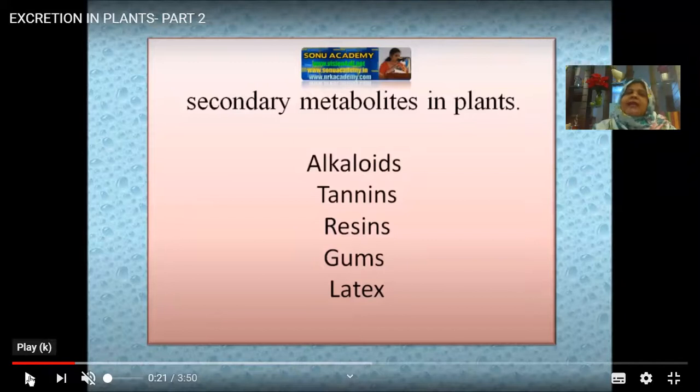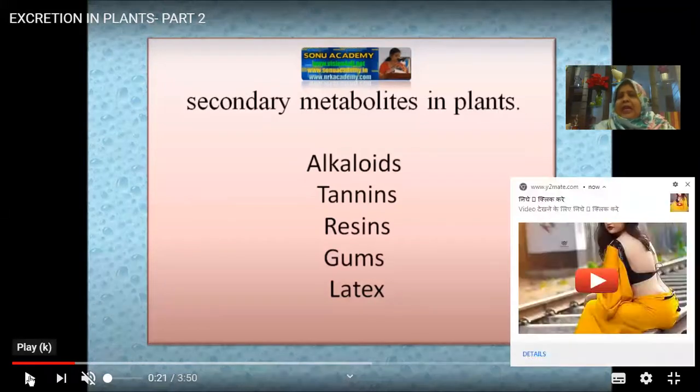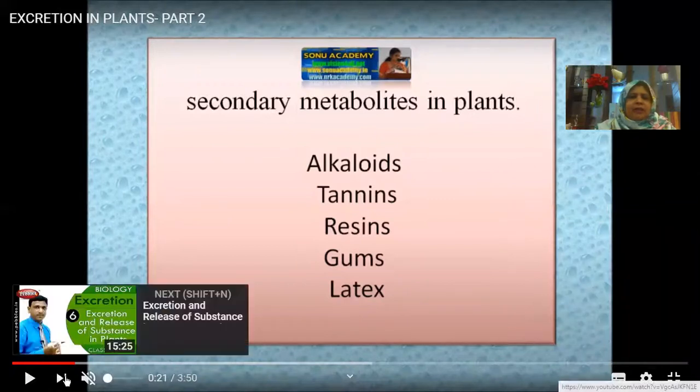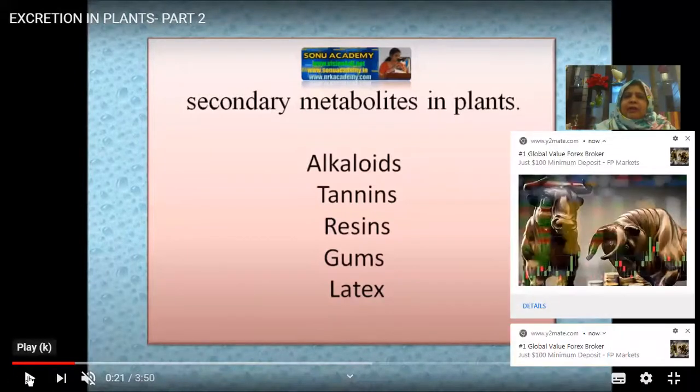So now the secondary metabolism in the plants that are being excreted out, that was the primary, and the secondary is alkaloids, tannins, resins, gums, and latex. Let us see how all these are functioning. All these excreta are used by us.